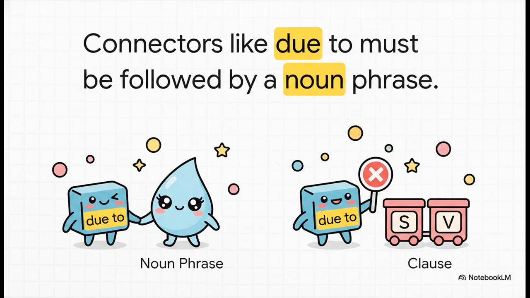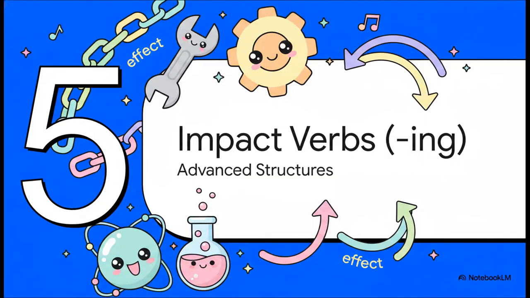These are absolutely fantastic for expressing a reason, but, and this is a big but, they strictly need a noun phrase to follow them. You can't say due to it rained. Nope, you have to say due to the rain. The rain is your noun phrase. Simple as that.